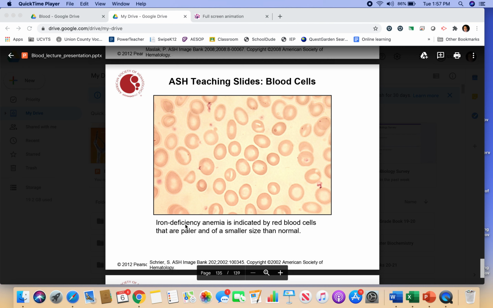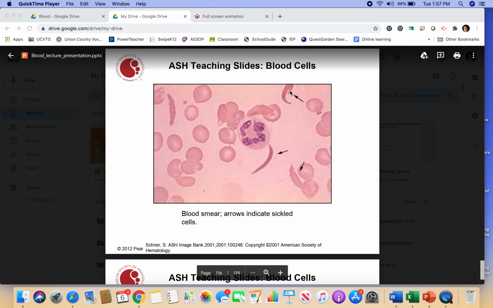If there is iron deficiency anemia, then the red blood cells are paler and a smaller size than normal. So you can see there are these tiny, smaller RBCs. They represent lower iron content, iron deficiency.